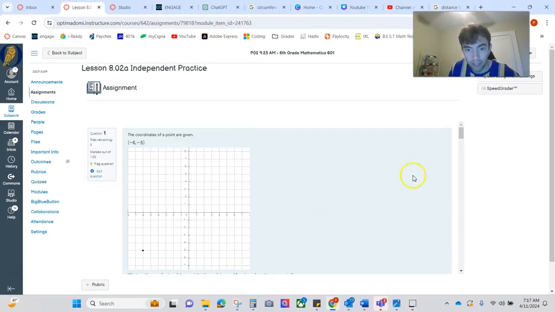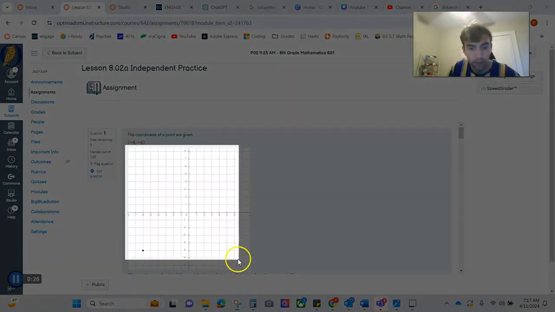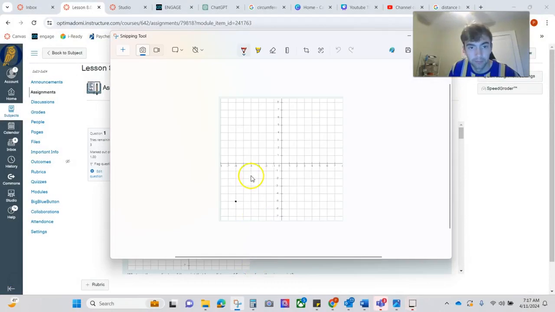Well, let's investigate. 5 units up from the given point. So 1, 2, 3, 4, 5. 5 units up. 1, 2, 3, 4, 5. 5 jumps up. What are the coordinates of this new point?